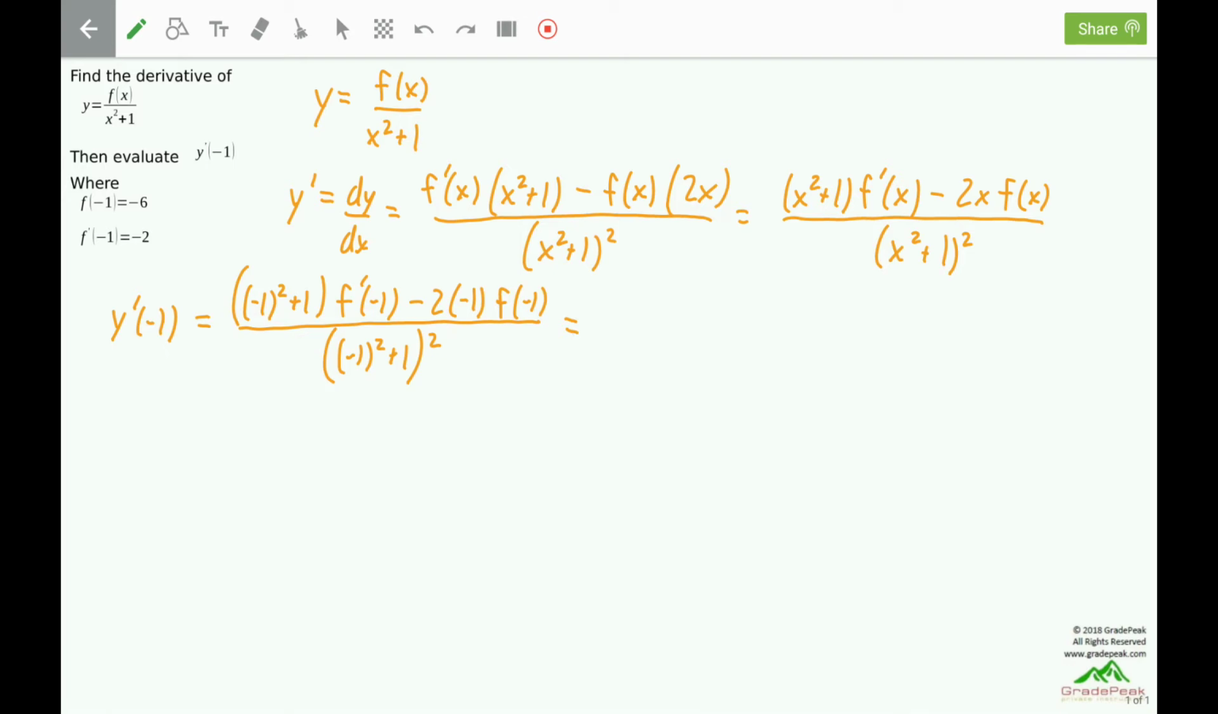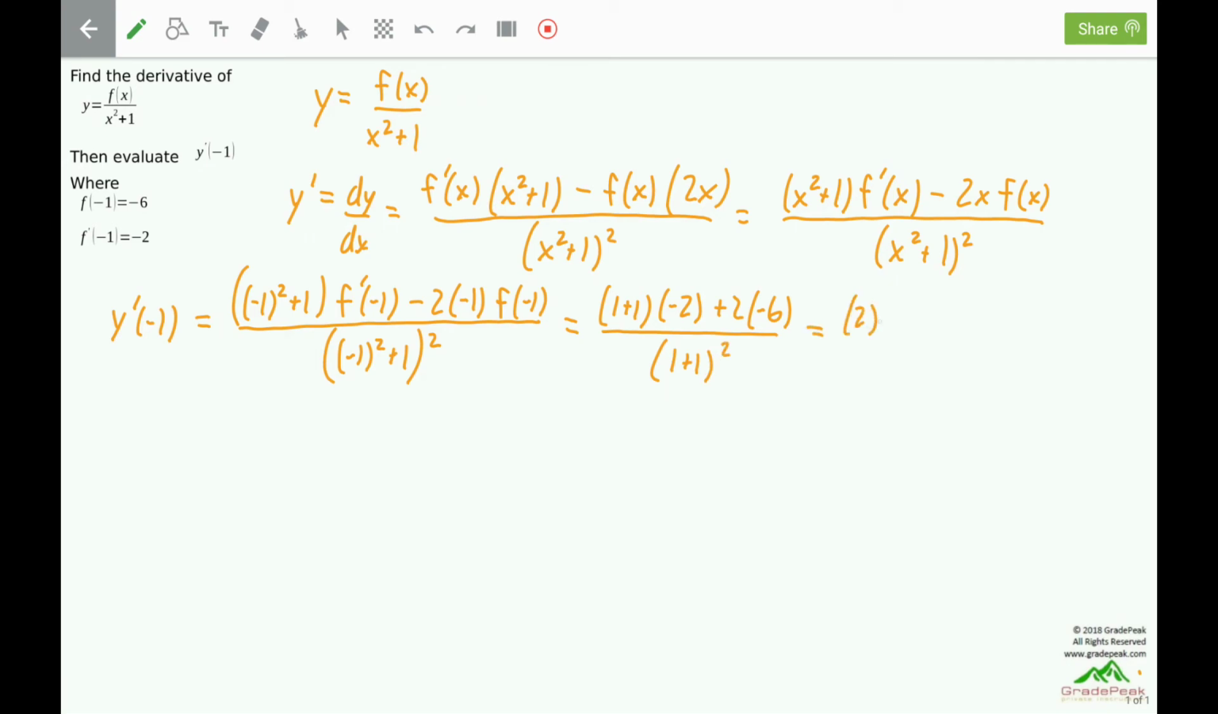Now in the numerator, negative 1 squared is 1, so we have 1 plus 1. F prime of negative 1 can be found from the information over here. It looks like f prime of negative 1 is a negative 2. And then minus 2 times a negative 1 is a positive 2. And then times f of negative 1, which is found over there to be a negative 6. All over negative 1 squared, which is 1 plus 1, and then quantity squared.